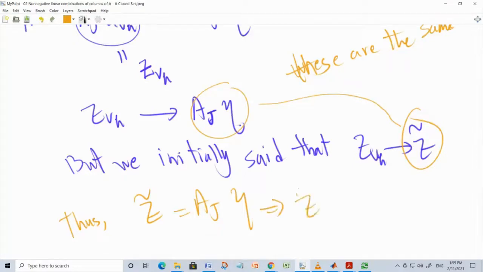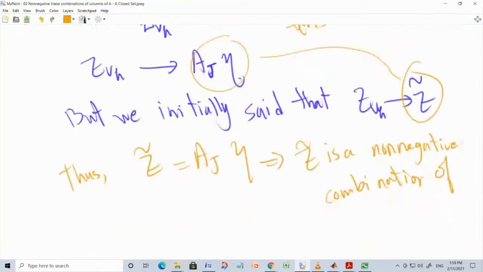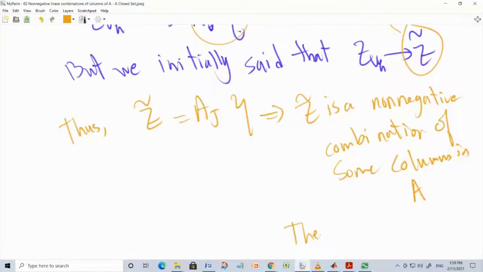So z tilde is a non-negative combination of some columns in A. Then z tilde belongs to set S, because set S is the set that contains all vectors that can be expressed as matrix A multiplied by a non-negative vector.